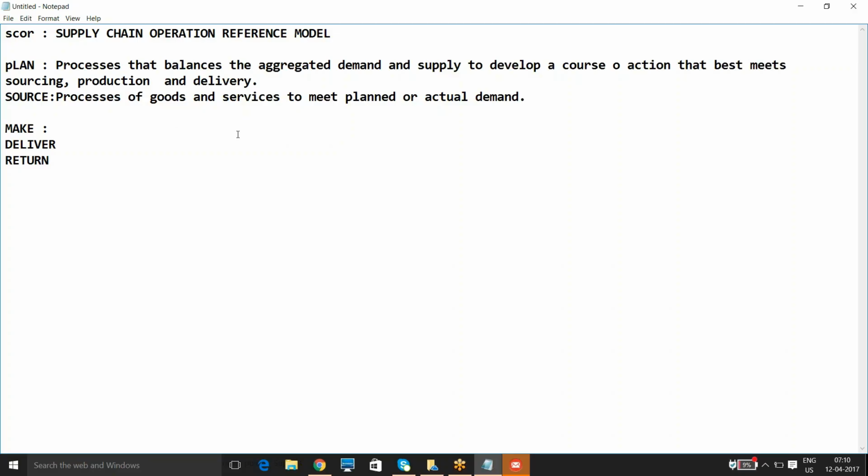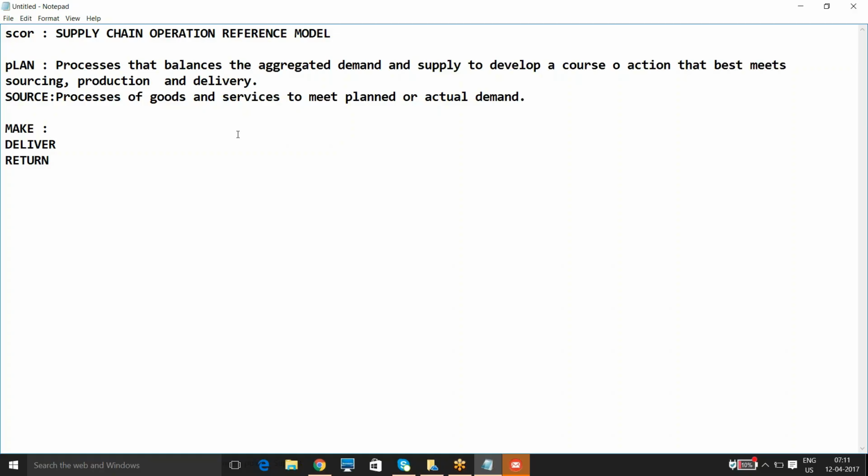So what could be the difference between a planned demand and an actual demand? Planned demand would be like a forecast. We are planning that for a certain time we would need this. And the actual demand is the orders which are in hand. Exactly. So the planned demand will be the forecast.